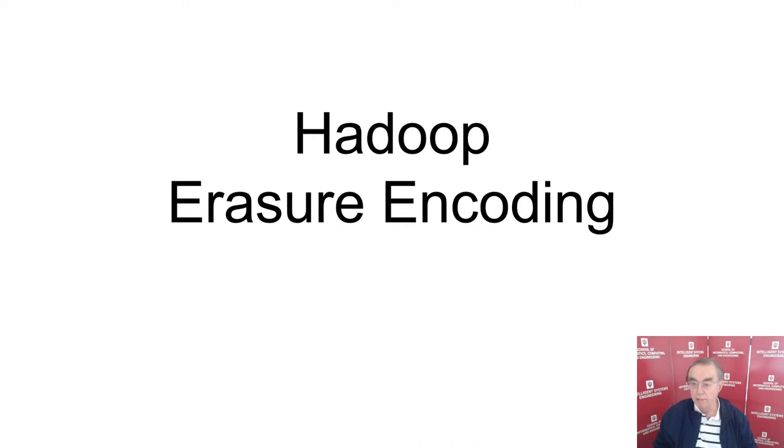Okay, now we come to the first significant section in this group of slides, which covers erasure encoding, a more efficient way of ensuring reliable storage without just making simple copies, which the original version of Hadoop did by making multiple copies of each block. Okay, thank you very much. Let's go.